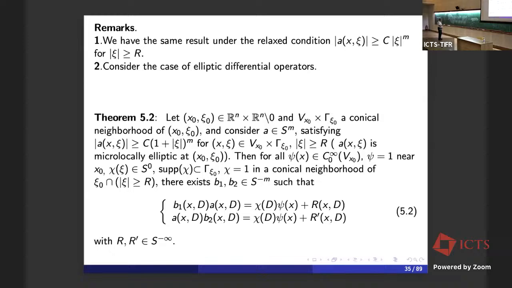For theorem 5.2, now I have some x0 in Rn, some neighborhood denoted by V of x0, some xi0, and the conical neighborhood of xi0 denoted by W.